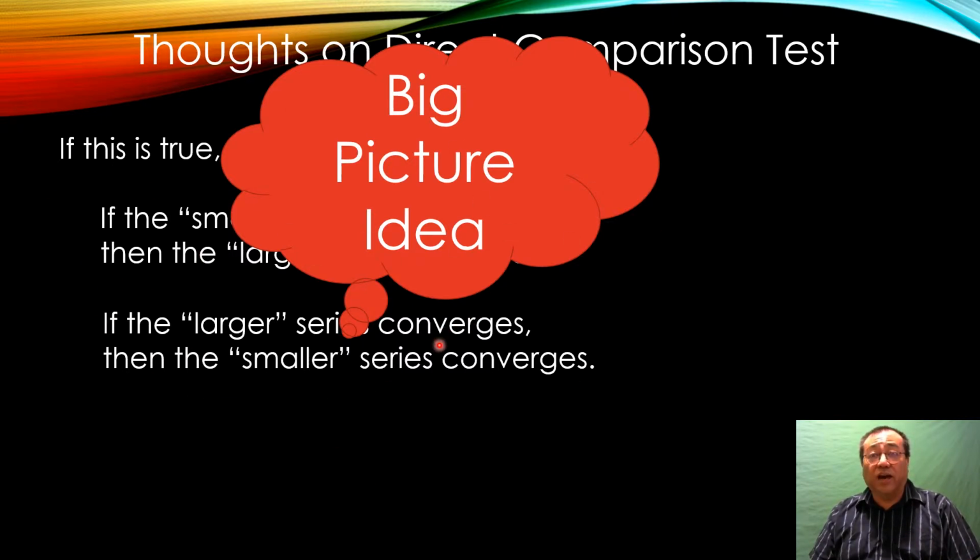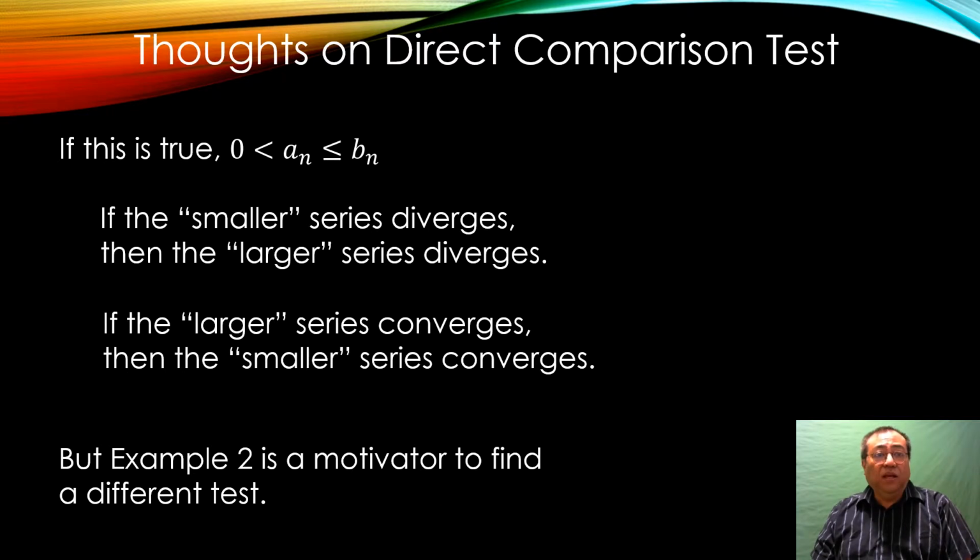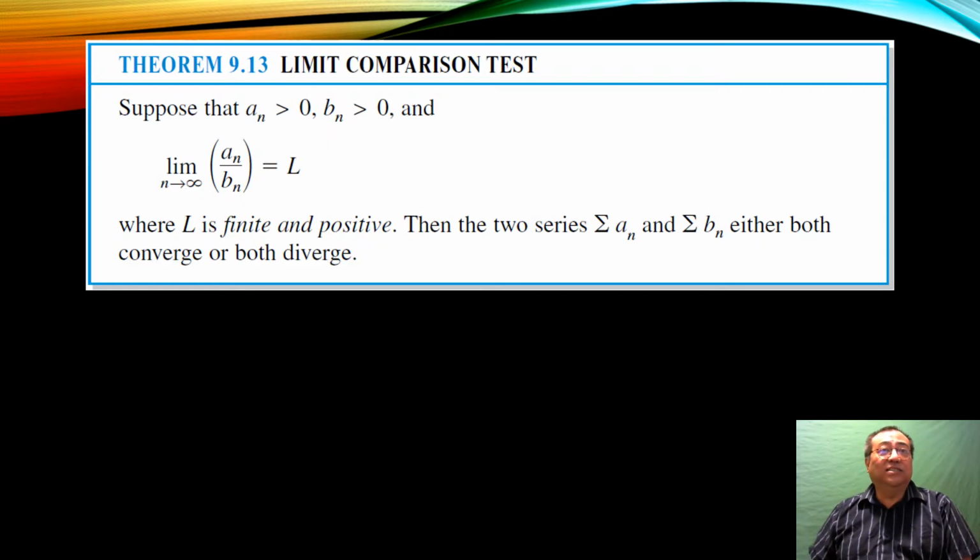So this is going to come up in multiple choice situations, where they're going to ask, why, if this series converges, do we know the other series converges? And this is the big idea. Alright, but example 2, the one you just solved, the 1 over 2 plus root n, is a motivator to find a different test because that comparison was a pain. Alright, so let's do some other ones.